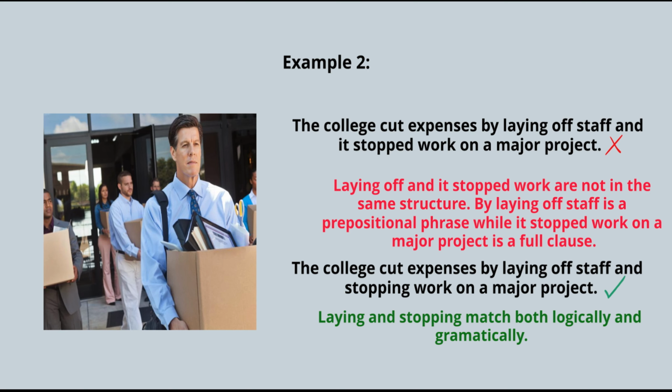Example 2. Now, in the image, you can see some staff walking out of their workplace with all their belongings. The college cut expenses by laying off staff and it stopped work on a major project. So what's wrong in the sentence? Laying off and it stopped work are not in the same structure. They are not grammatically the same, right? By laying off staff is a prepositional phrase, while it stopped work on a major project is a full clause because it has a subject and a predicate.